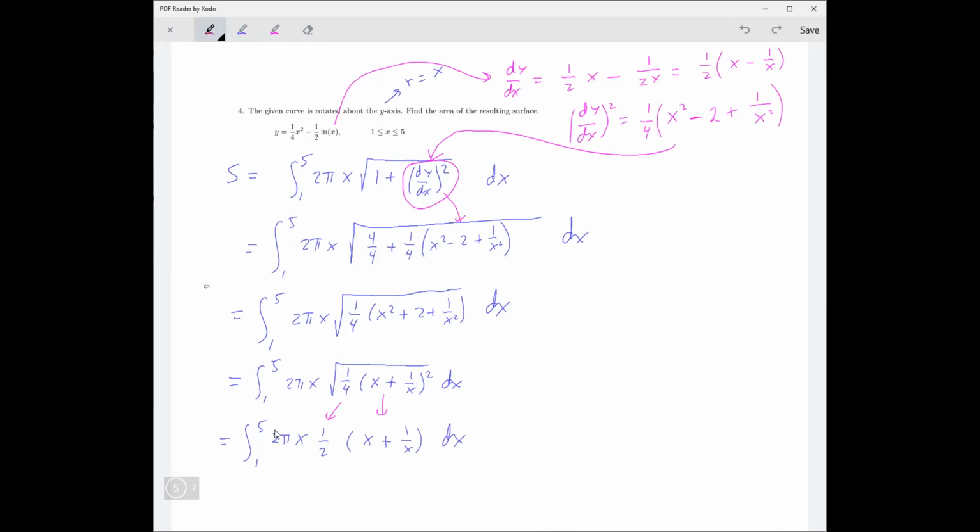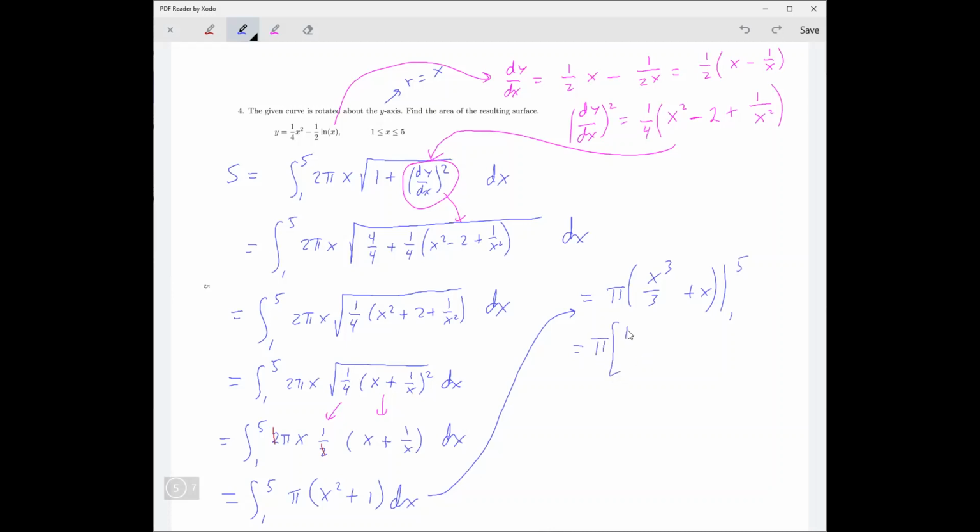Okay, so now this is really great. These 2's cancel. I can distribute the x in, so I get x squared plus 1. x times x is x squared, x times 1/x is 1. And just integrate. The integral of x squared is x cubed over 3, and the integral of 1 is just x. And I'm evaluating that from 1 to 5.